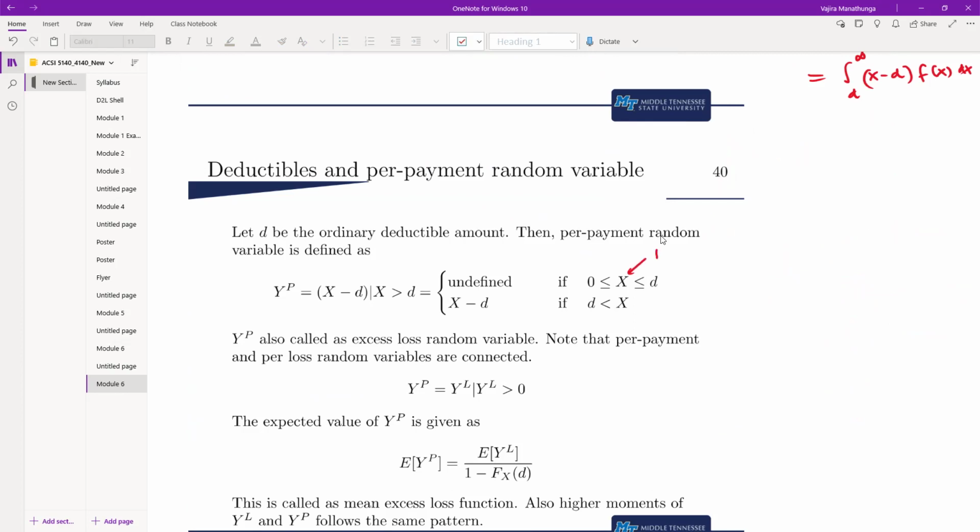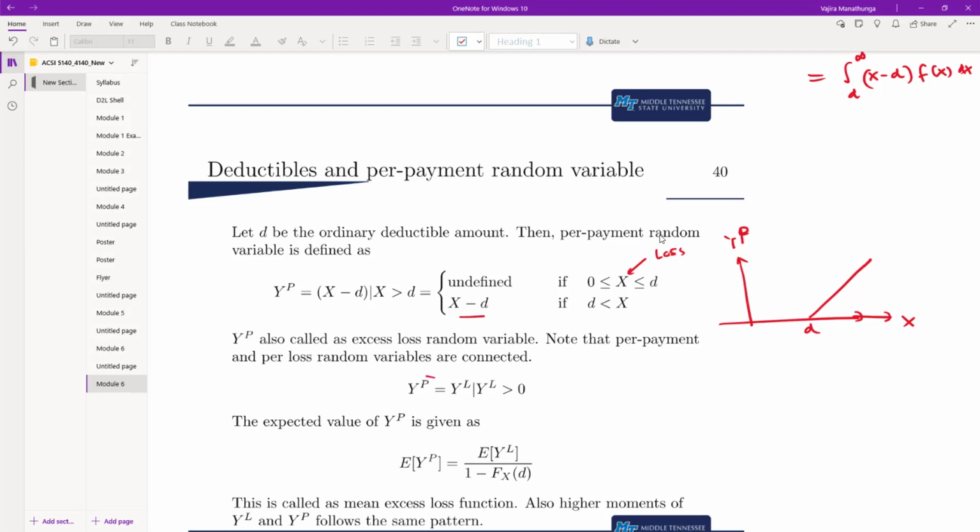So x is the loss. But if the loss is less than d, then it's not defined. So really, if you graph this, you will see that it looks like this. There's no line between 0 and d. This side is YP, the per payment variable, and this side is x. So x minus d.